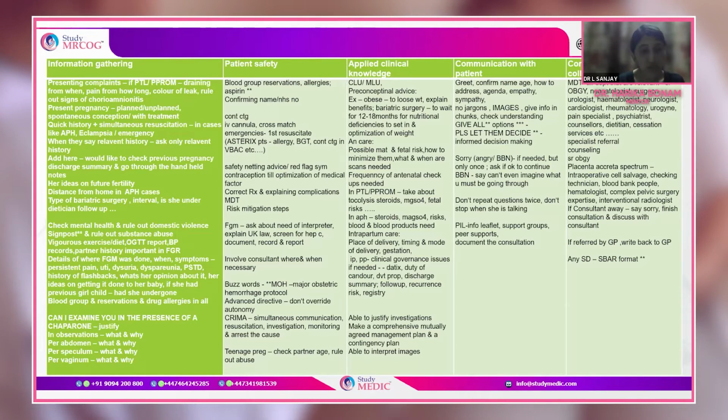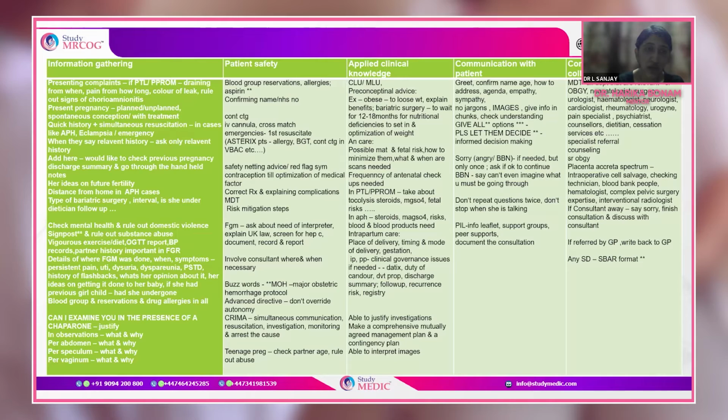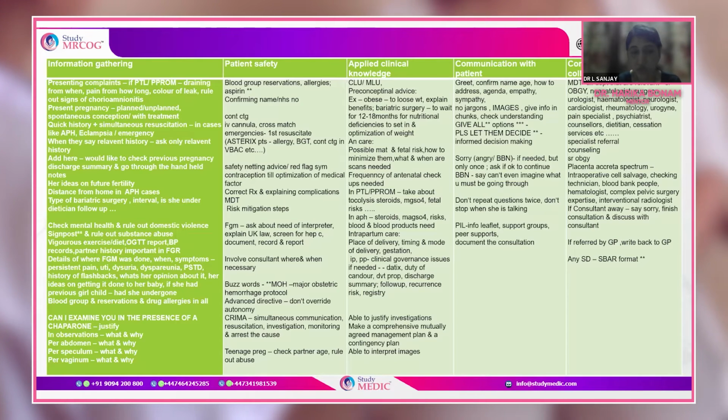Now, examination is also very important. You have to always talk about examining in the presence of a chaperone. Take the consent, ask, can I examine in the presence of a chaperone? And always justify when you're talking to the examiner. Usually, this could be in the module. It can be in the form of structured discussion or in the form of patient-related tasks. So whenever you're doing something, you have to justify.